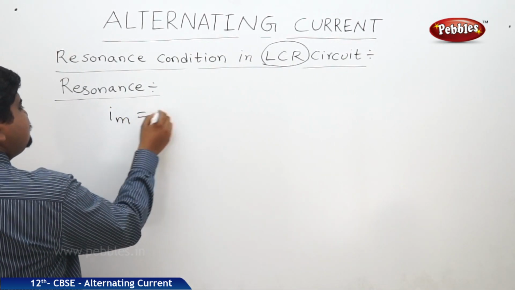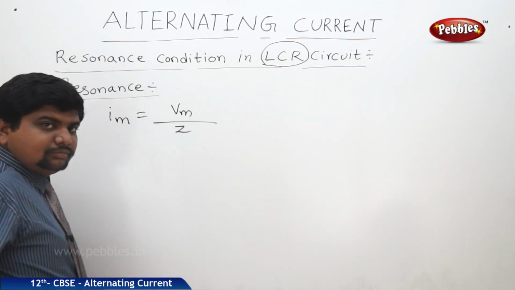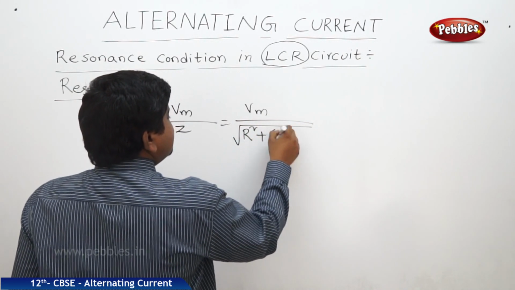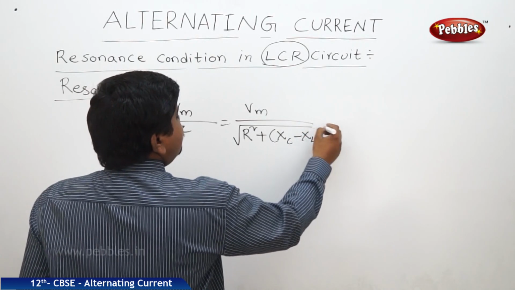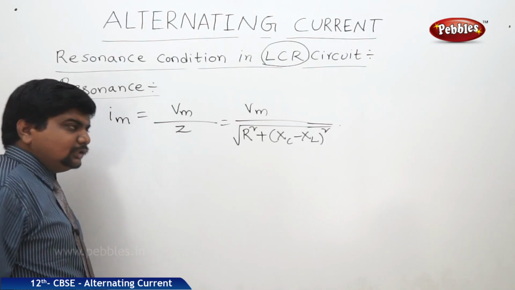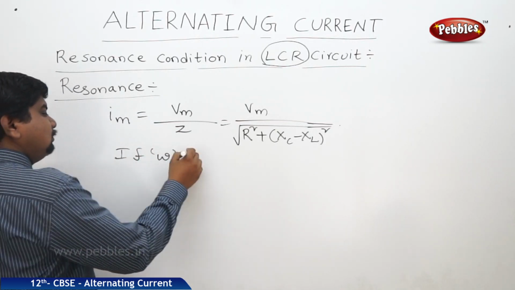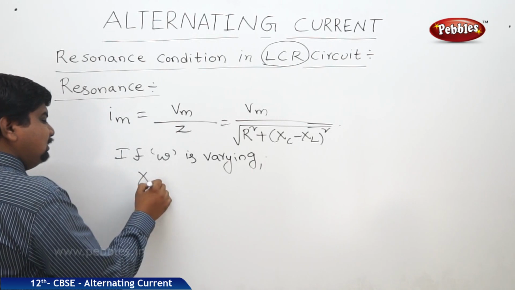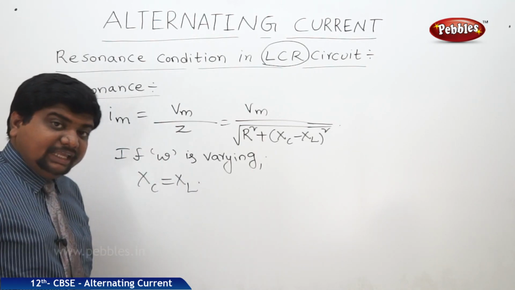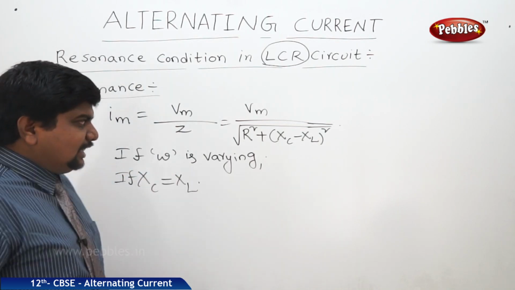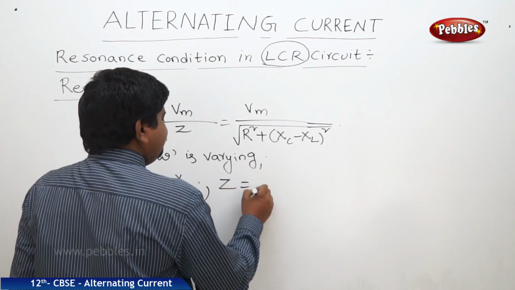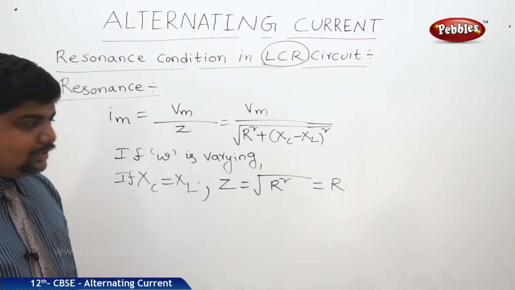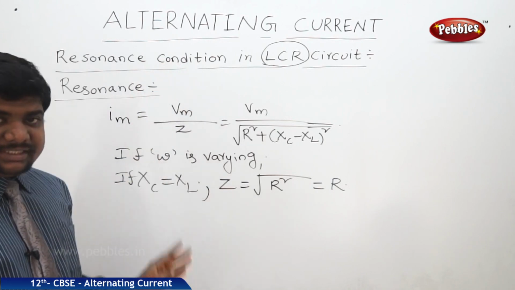We know that Im = Vm/Z. This equation can be written as Vm divided by the square root of R² + (Xc − XL)². If ω is varying, and if Xc = XL, if I substitute in the equation, Z becomes the square root of R², nothing but R, meaning impedance is reduced here. In this case, the maximum amplitude for the LCR circuit exists.